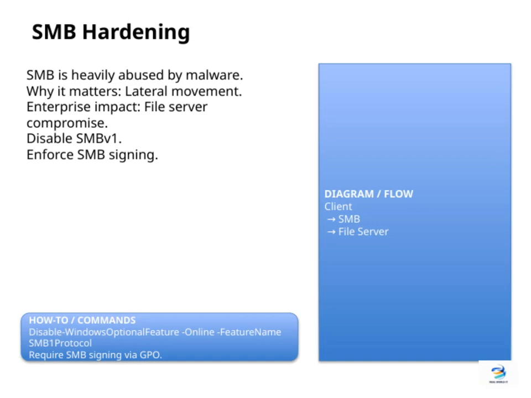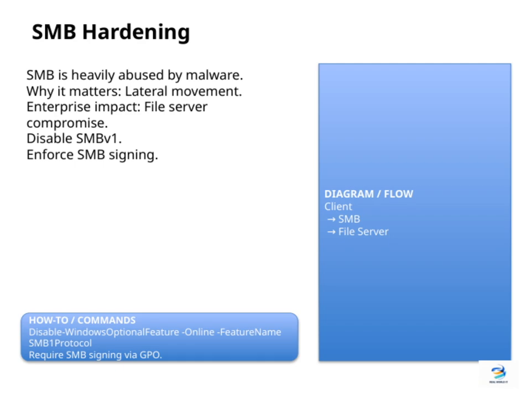Let's take a look at this diagram. On the client side, we have SMB, which stands for Server Message Block, a protocol used for sharing files and resources across the network. When a client connects to a file server, SMB is the communication channel. Now, to improve security, there are specific actions we can take.